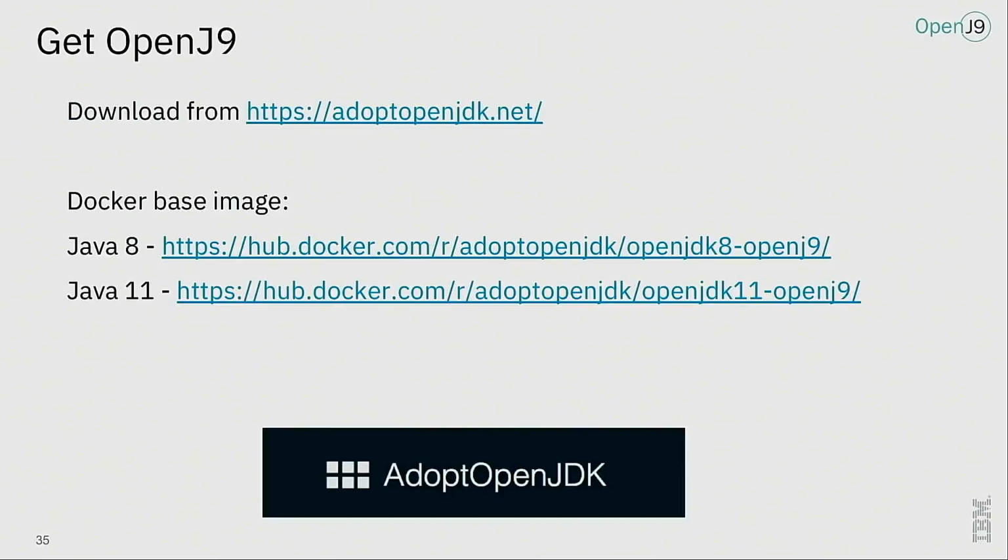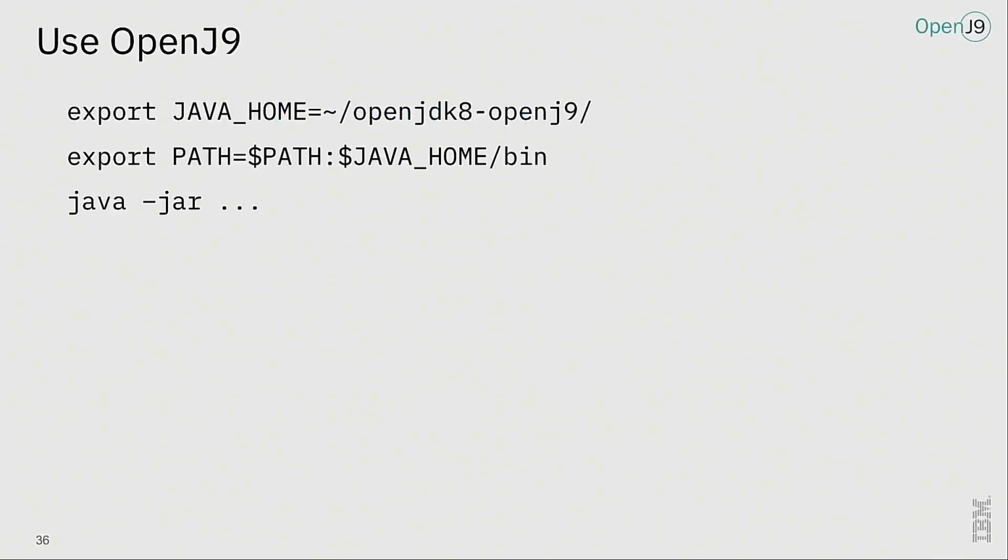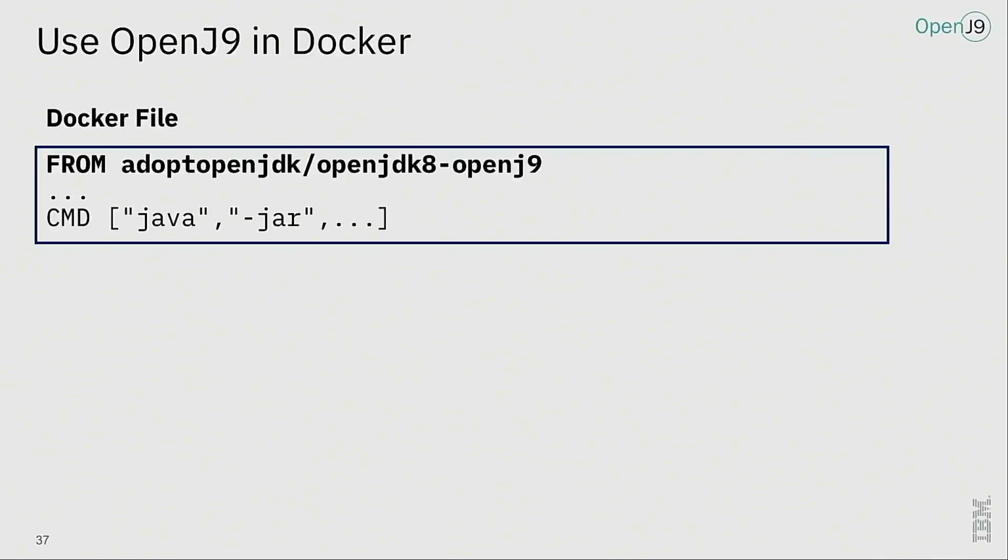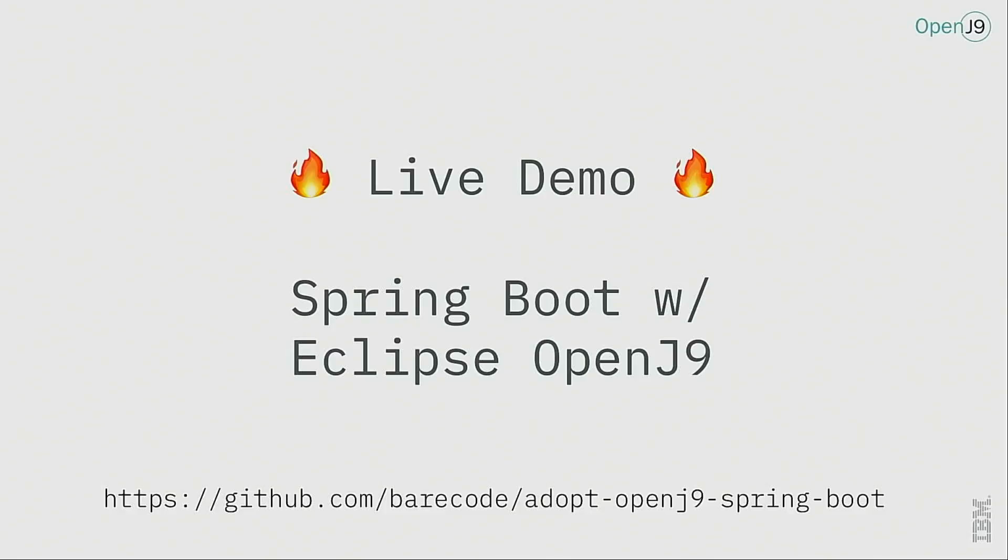So how do you get it? Well, go to openjdk.net, or you can use some of the Docker base images out there on Docker Hub, and that's what we're going to be doing here in the demo. To use it, download it, set your Java home, set it on your path, java -jar, right? Super simple. Or in your Dockerfile, do a FROM, and let's actually jump into a live demo.